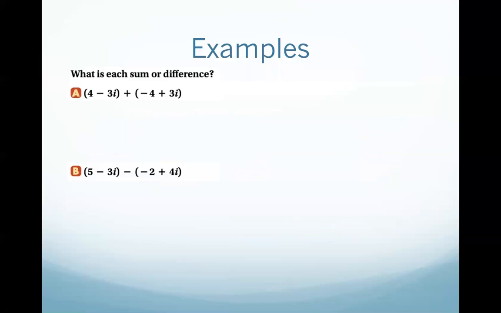Okay, let's look at other operations for our imaginary numbers. So remember I said treat i the same as x. So we have 4 minus 3i plus negative 4 plus 3i. What would you do if it was x? 4 minus 3x plus negative 4 plus 3x. Well, we would combine like terms. So we're going to do exactly that.